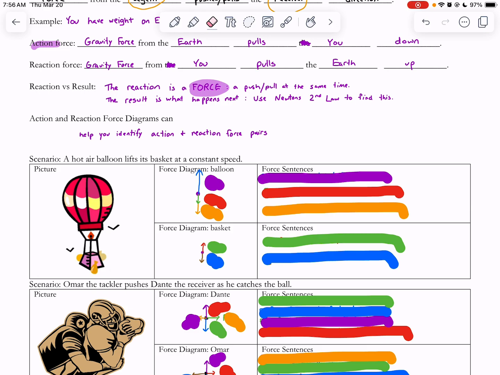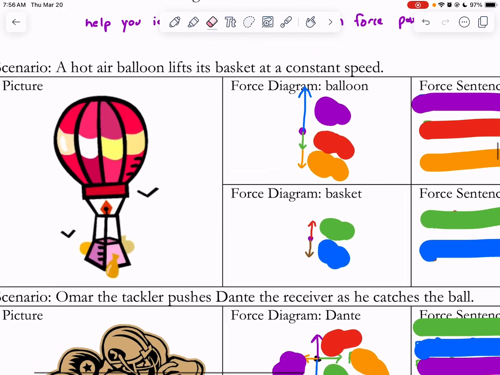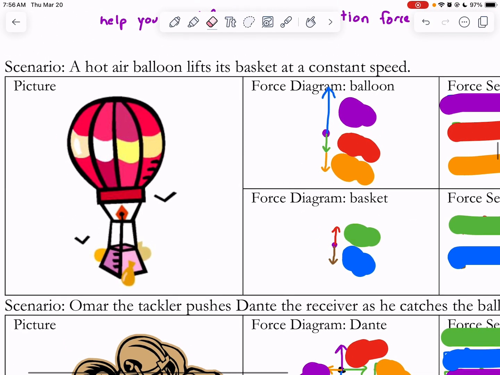So I've got some very lovely color-coded ones. We have a hot air balloon here in this first example, and it's lifting a basket at a constant speed. Constant speed tells me that there is no net force, which means that there should be balanced forces on everything. So you can see that I've drawn some arrows, and the size of the arrow is approximately the same size up and down on both of these so that they have a net force of 0, okay?